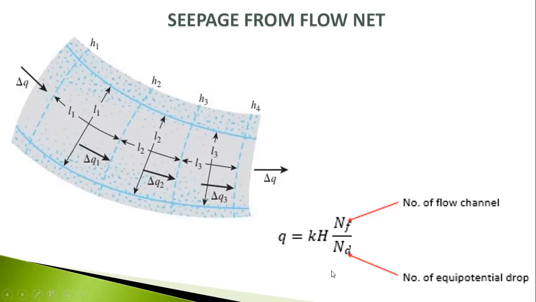From this flow net, we determine the equation Q equals K H times NF by ND. What is NF? Number of flow channels, and ND is the number of equipotential drops. So when I give any values of NF and ND, you have to use this equation to find the discharge. You just have to remember the equation.